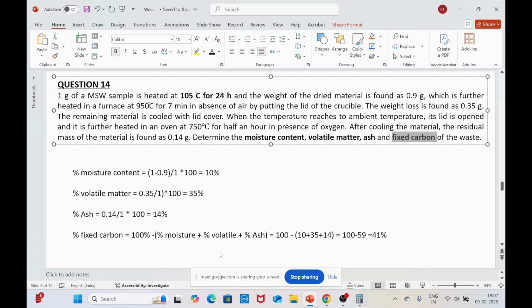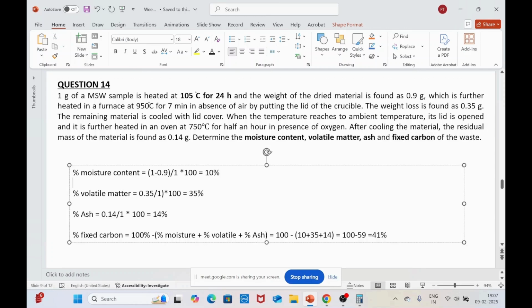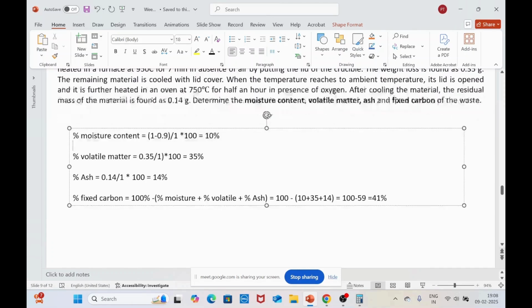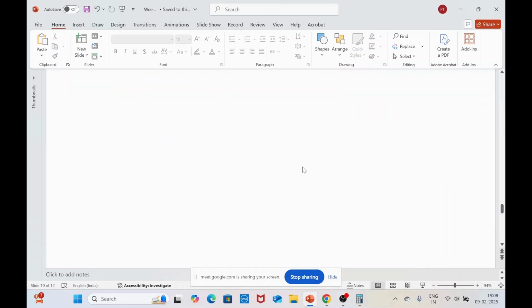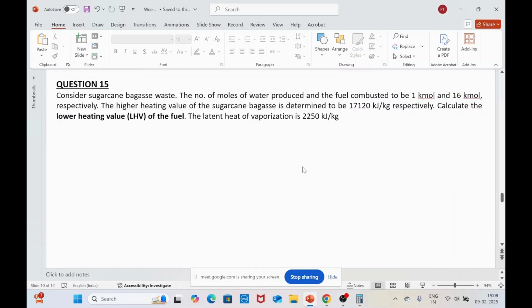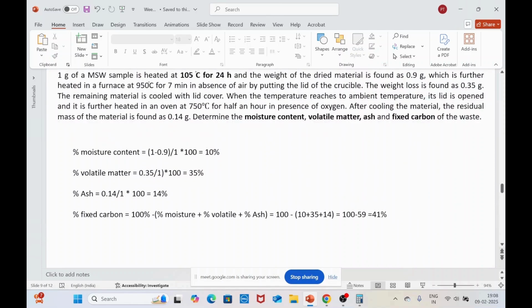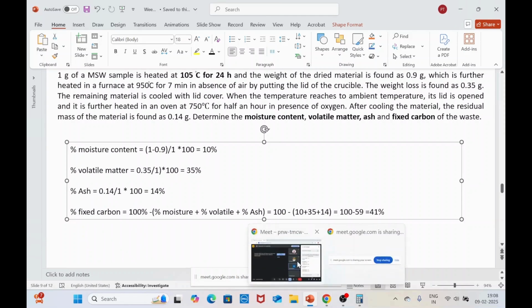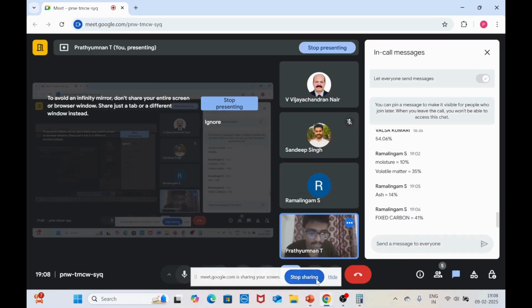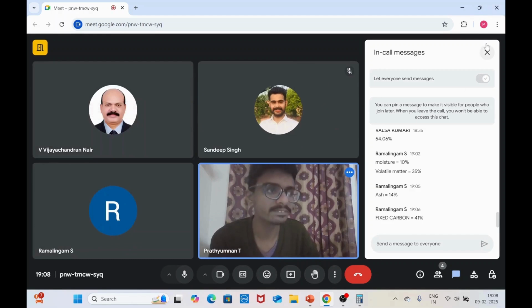So I hope this is a very straightforward question. There are no much discrepancies with the answer. So we have two more questions, but I don't think we have time. And again, these two are very straightforward, so it will not take beyond 10 or 15 minutes. So let's take up that in the next class. So if you have any doubts, you are welcome to ask me right now. Let me just stop sharing my screen. Okay.